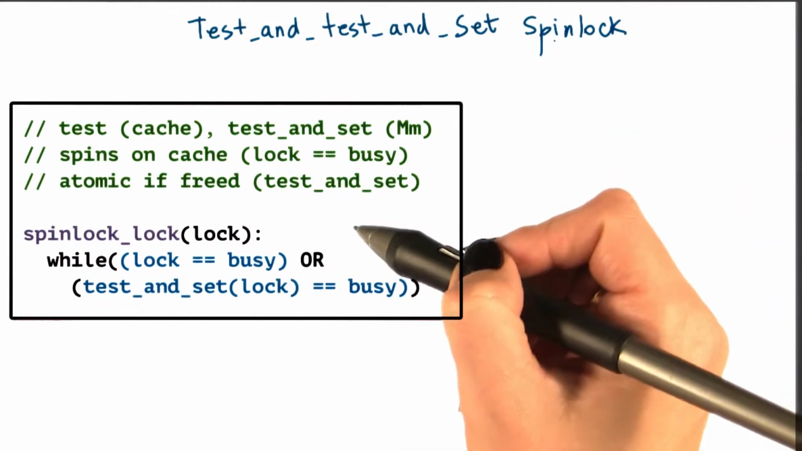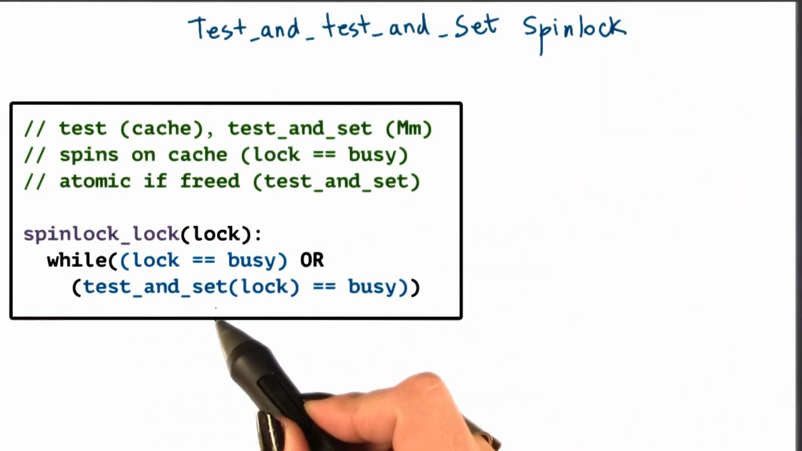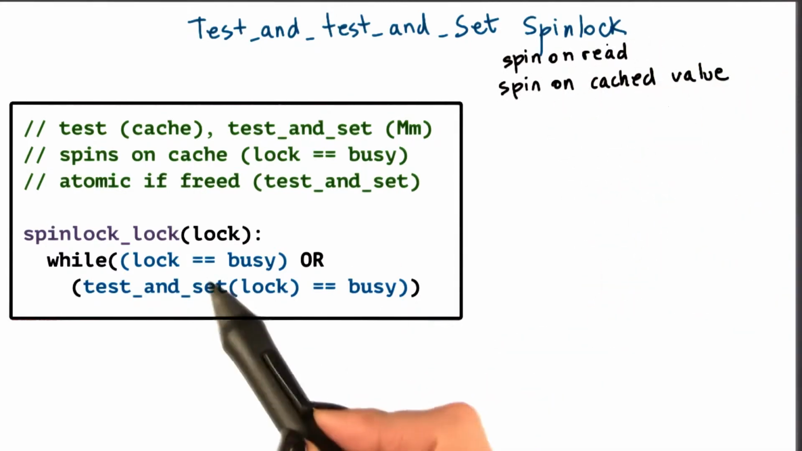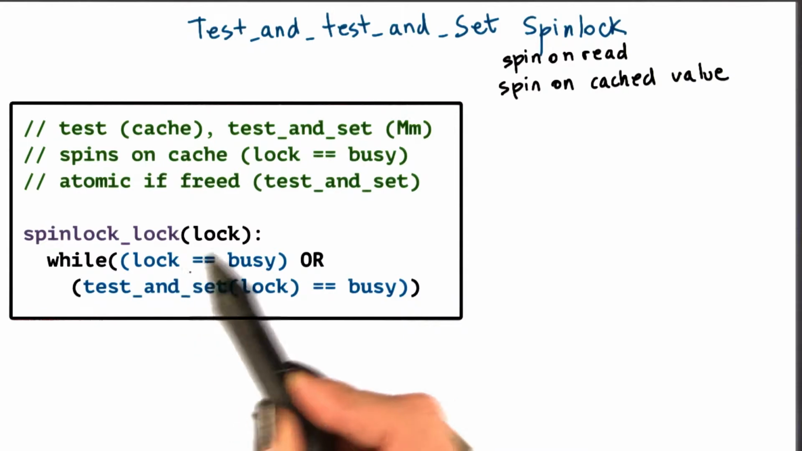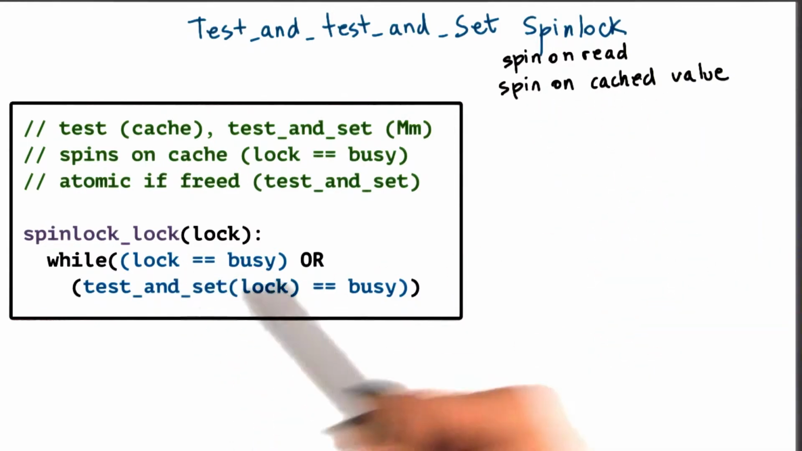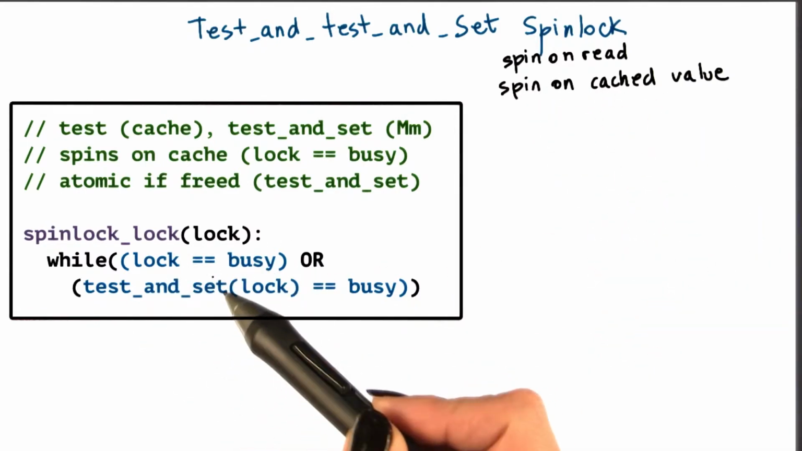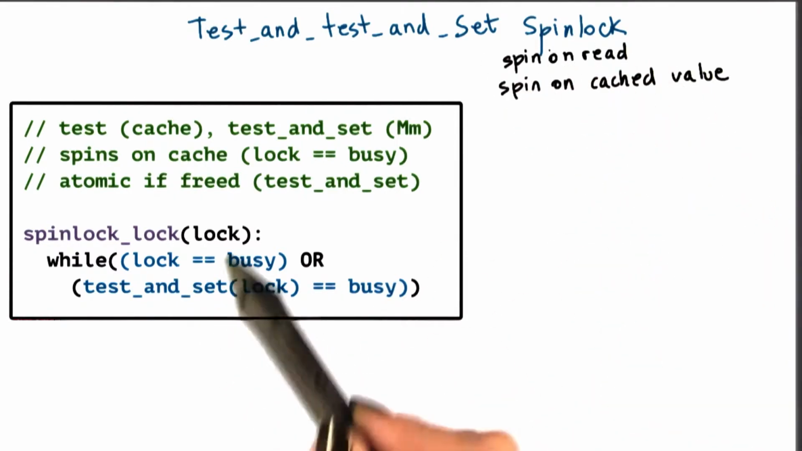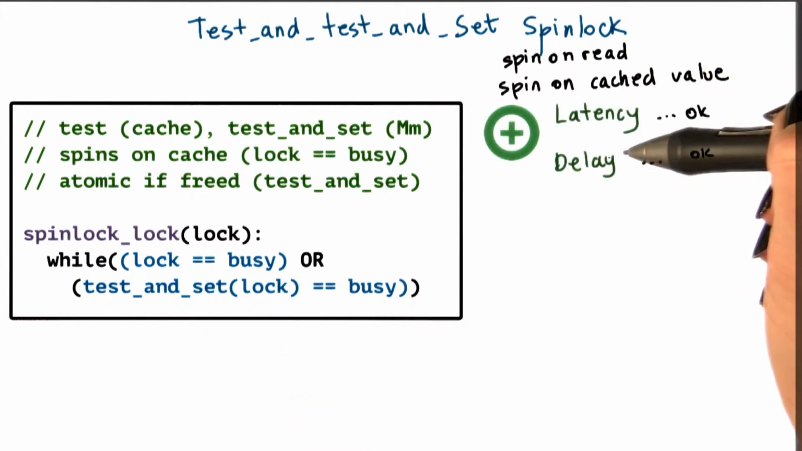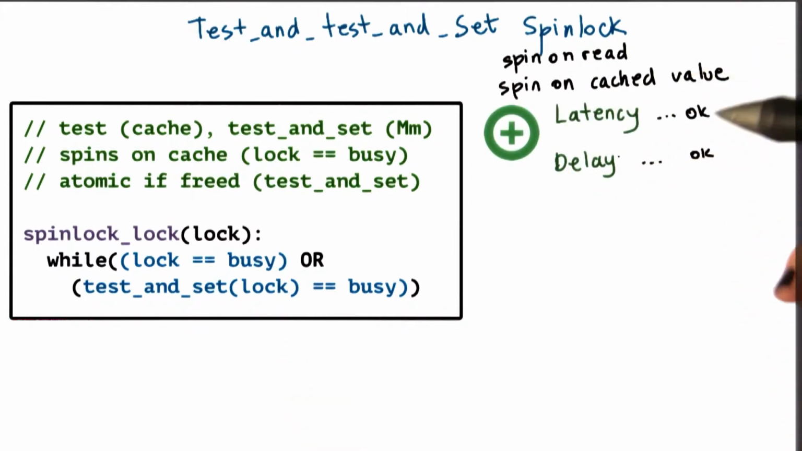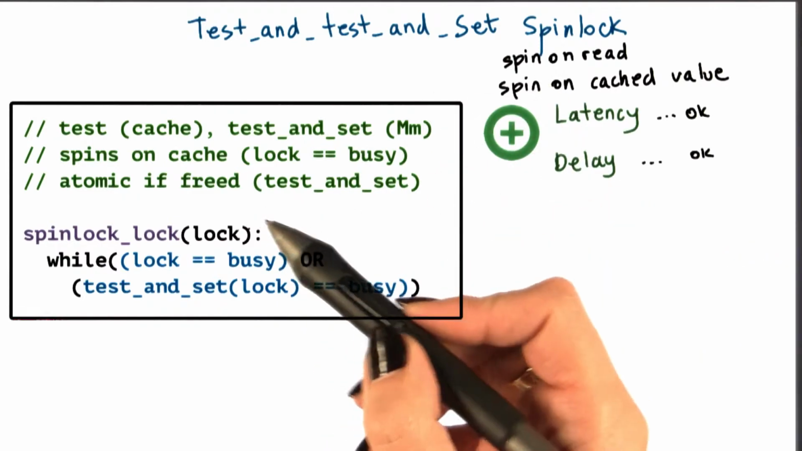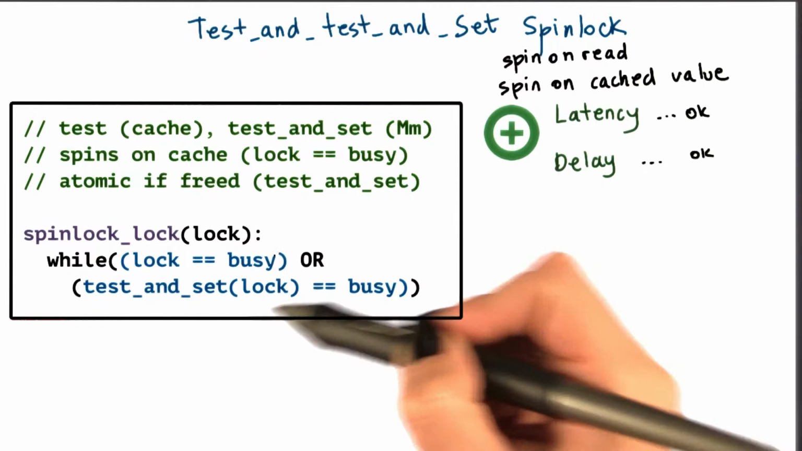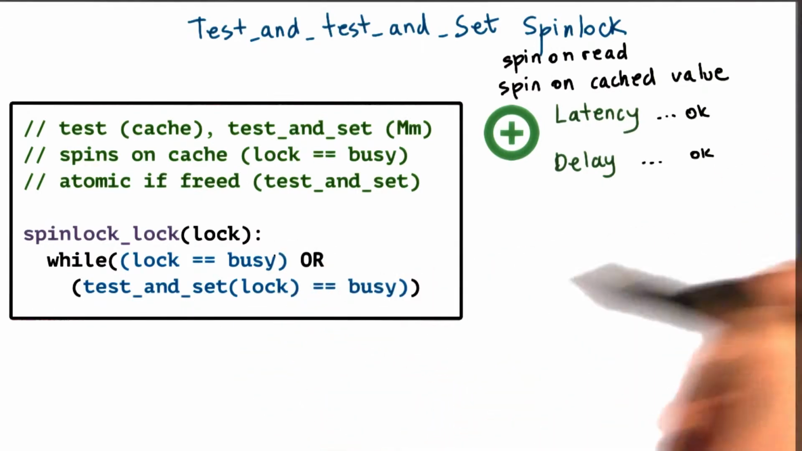This spin lock is referred to as the test and test and set spin lock. It is also referenced as a spin on read spin lock, since we're spinning on the read value that's in cache, or spin on the cached value, because this is the behavior of the lock. The Anderson paper uses the spin on read term to refer to this lock. From a latency and delay standpoint, this lock is okay. It's slightly worse than the test and set lock because we have to perform this extra check whether the lock is busy or not that hits the cache. But in principle, it's good.